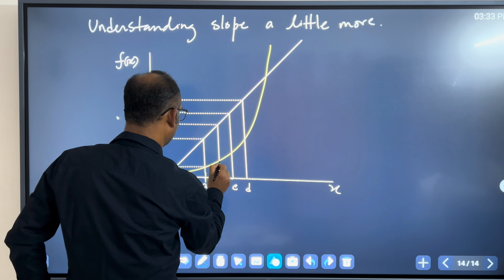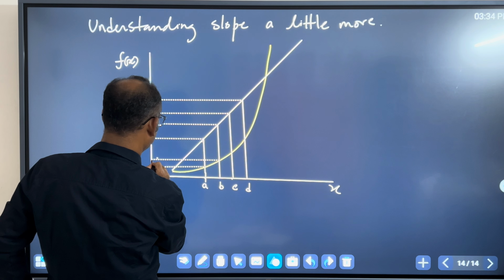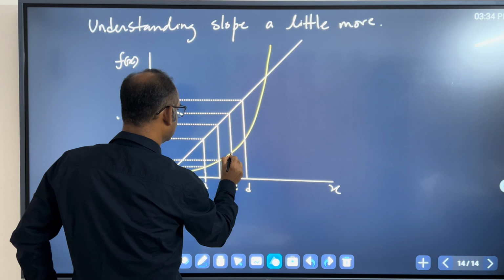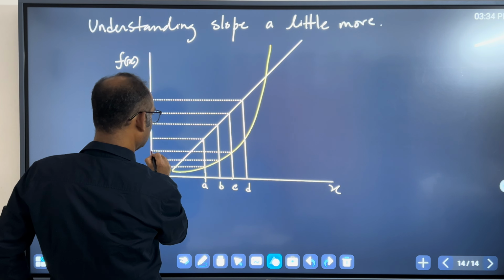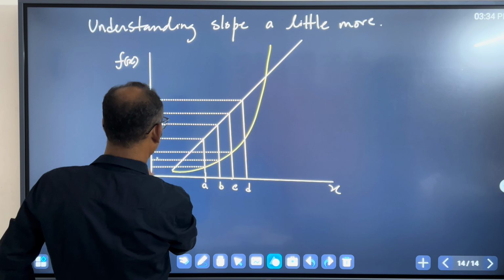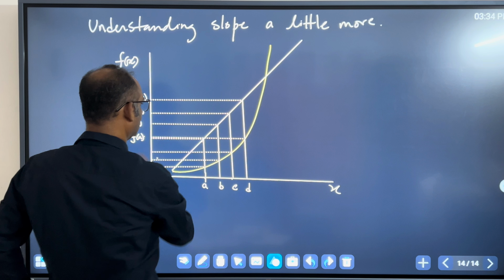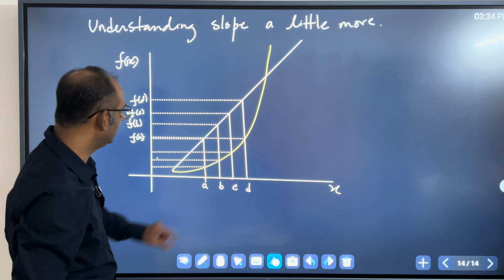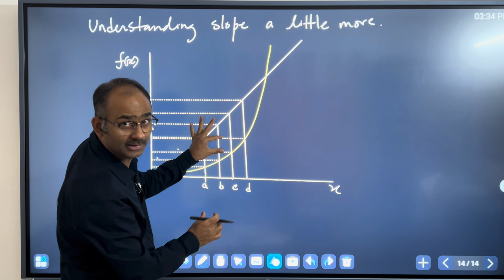Okay, that's the height. At point B, that's the height. That's the value of the function. At point C, it is this. Is that correct? Yeah. At point D, you see here, there's a big jump. Here it was a much smaller jump. So as you go from A to B, this is the change in height. As you go from C to D, you have this much.